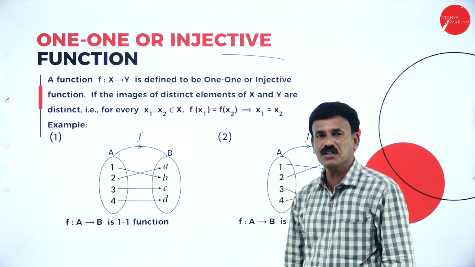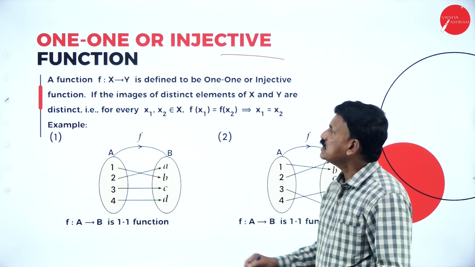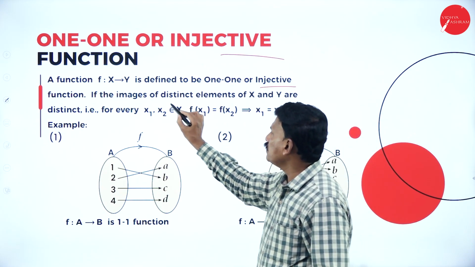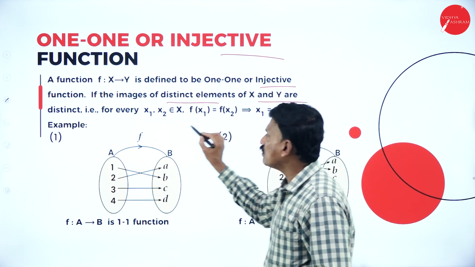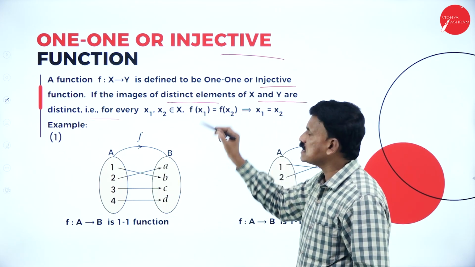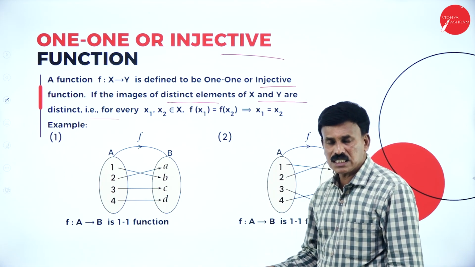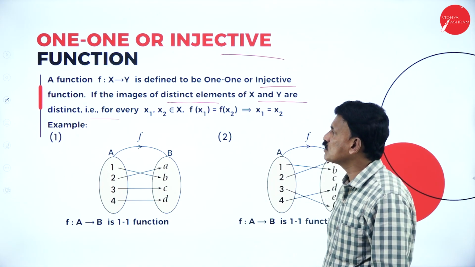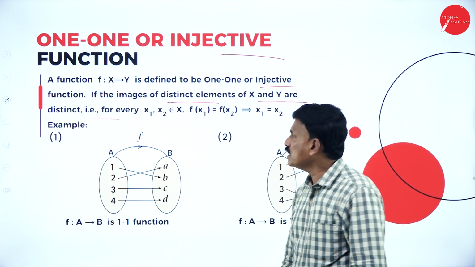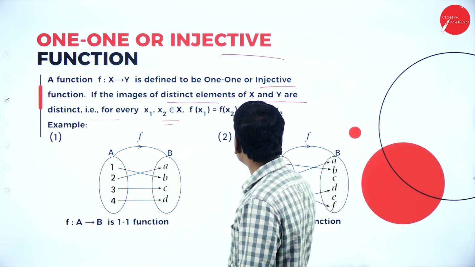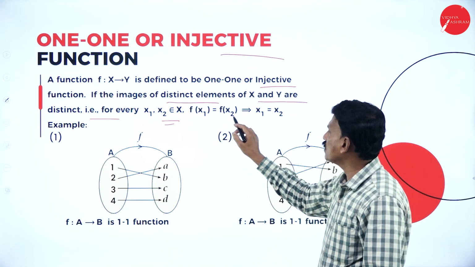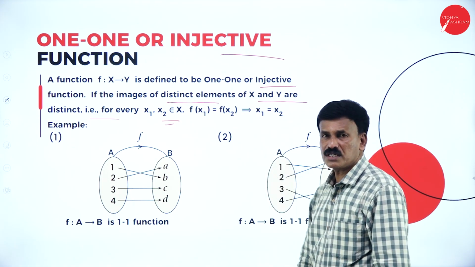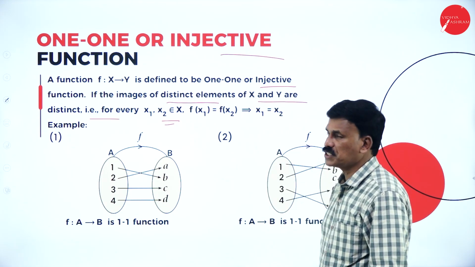When do we say a function is one-one? If there is a one-to-one mapping, that is, a function f from X to Y is defined to be one-one or injective if the images of distinct elements of X in Y are distinct. That is, if for all x1, x2 belonging to X, f(x1) = f(x2) implies x1 = x2, then such a function is called a one-one function, or an injective function.